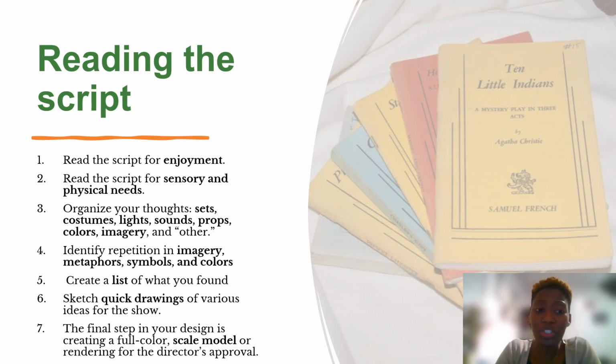They may first read the script for enjoyment, just to get a feel of what it's about. Then they'll read the script for more sensory or physical needs, focusing on those elements. Then they may organize their thoughts about the set or focusing on the costumes that are needed, notes about lights or sounds or props, or looking at the colors, creating a color scheme, looking at different imagery that is clearly stated or can be interpreted in the script.